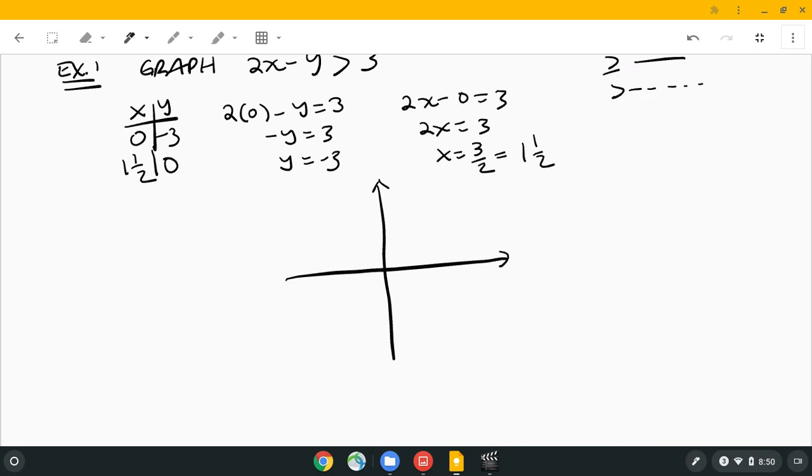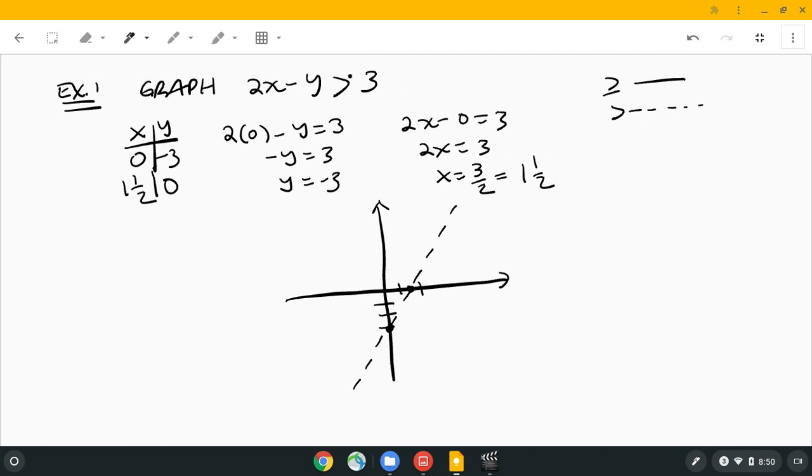All right. 0, negative 3. 1, 2, 3. 1.5, 0. And it's going to be a dashed line. So don't rush to draw this line. You have to kind of wait and make sure every step is done correctly. Dashed line, okay, because it's strict inequality, greater than. Greater than or equal, you can be solid. Strict inequality, you have to be a dashed line, okay?